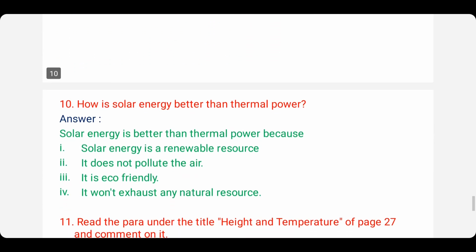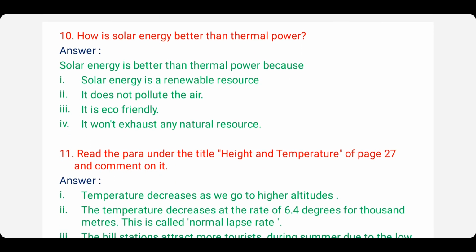On to the next question. How is solar energy better than thermal power? Solar energy is better than thermal power because solar energy is a renewable resource, that is, it won't get exhausted. It does not pollute the air. Whenever we make power, that is electricity, generally there is air pollution with thermal power. That is not there with solar energy. It is eco-friendly. It does not use fossil fuels and there is no emission of carbon dioxide. Hence it is eco-friendly, and it won't exhaust any natural resource.